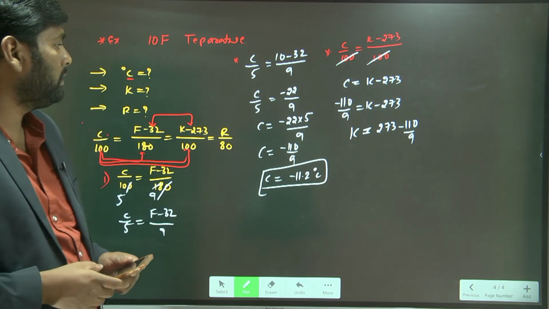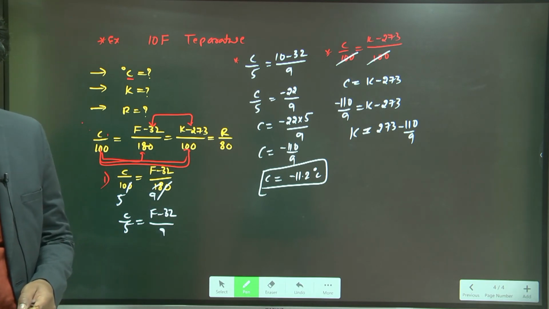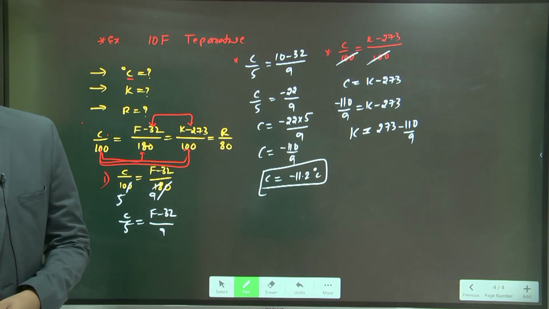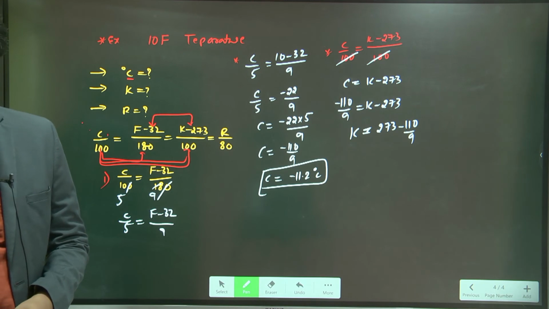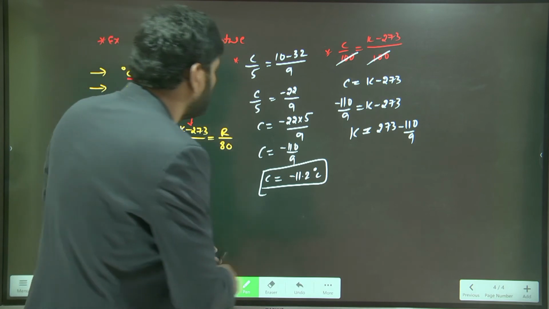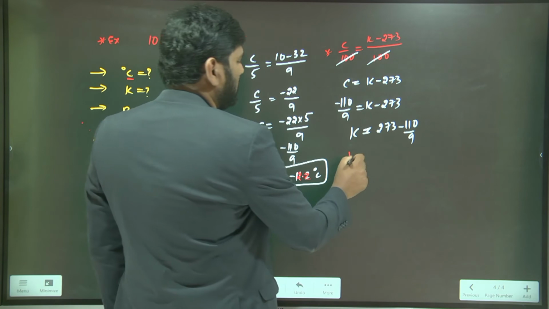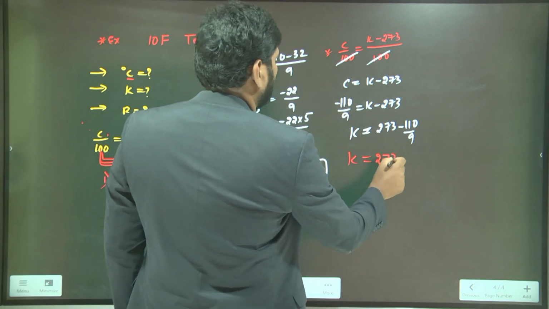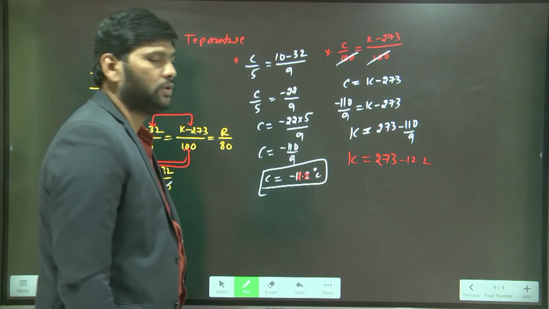What is the 110 by 9 value? That is actually 12.22. That is not 11.2, that is 12.2. Make it correct here, 12.2. So here K is equal to 273 minus 12.2. Subtract 12.2 from 273.